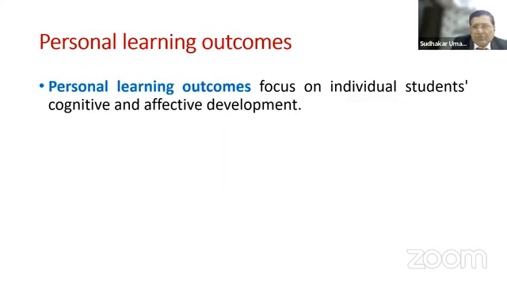Personal learning outcomes means one student and one teacher. So what do you mean by personal learning outcomes? Personal learning outcomes focus on individual students' cognitive and affective development. For example, engineering reasoning, problem solving, creative thinking, system thinking, critical thinking, and professional ethics. So these are the personal learning outcomes.